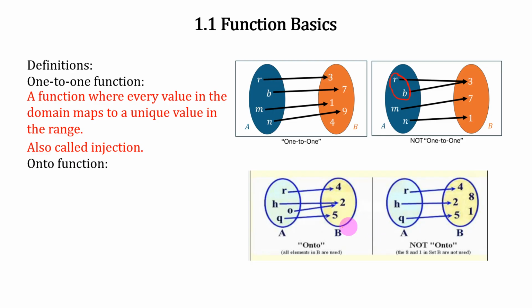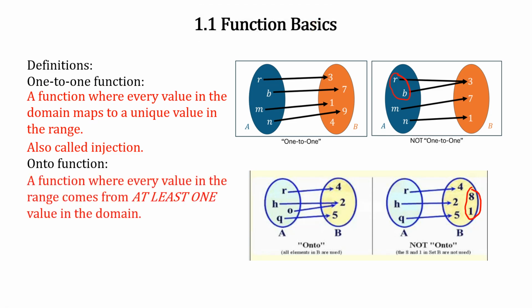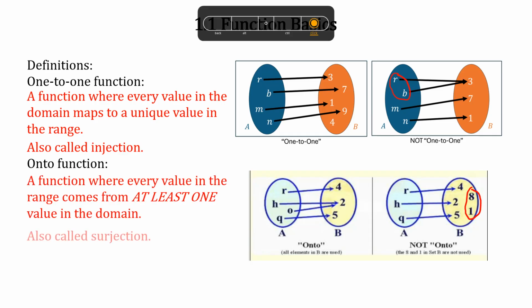Onto, you can see the picture here. Basically, it looks like the problem over here, it's not onto because nothing goes to 8 and 1. Over here, everything in the range gets used. So onto means a function where every value in the range comes from at least one value in the domain. It's called surjection as well, surjective.